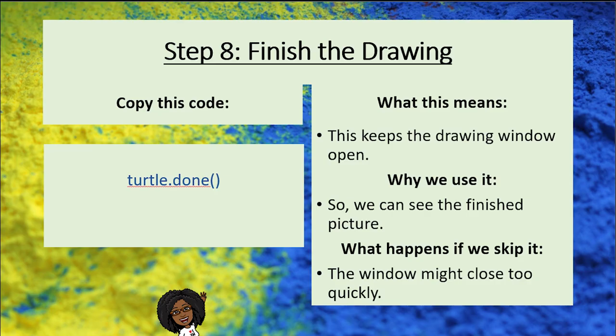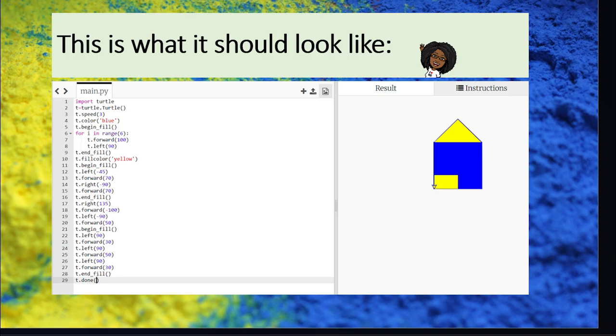Step 8. Finish the drawing. Copy this code. You can pause the video while you type. What does this mean? This keeps the drawing window open. Why do we use it? So we can see the finished picture. What happens if we skip it? The window might close too quickly. This is what it should look like when you press run.